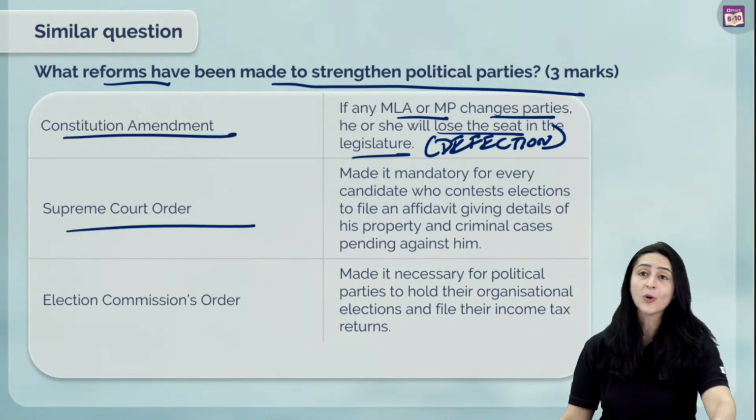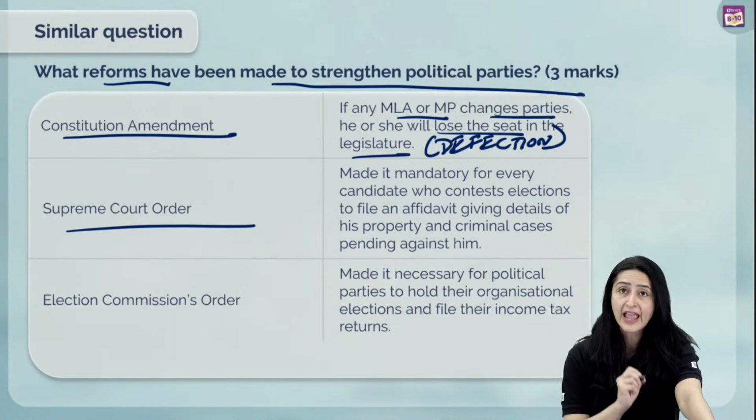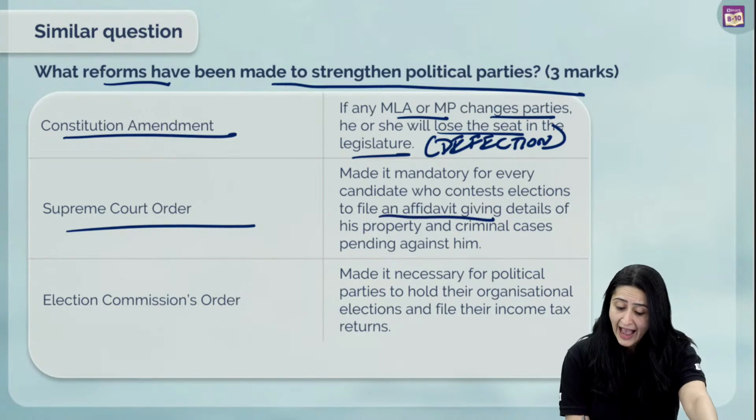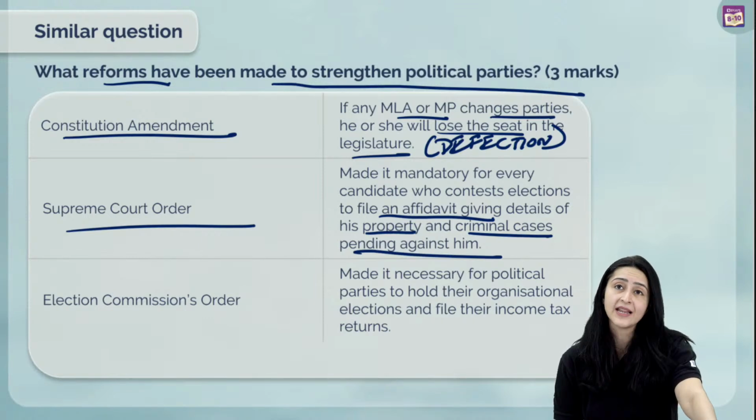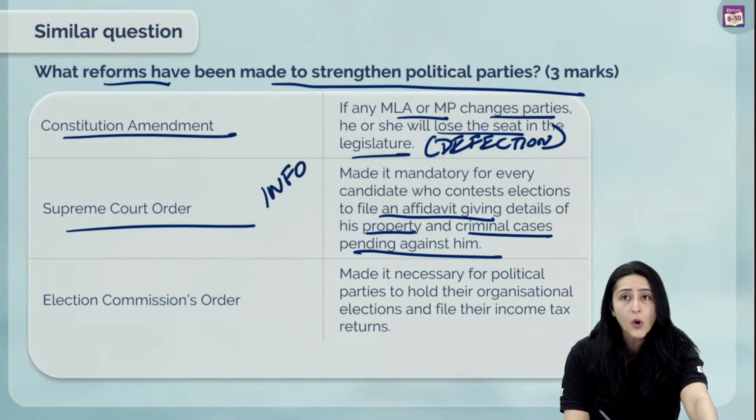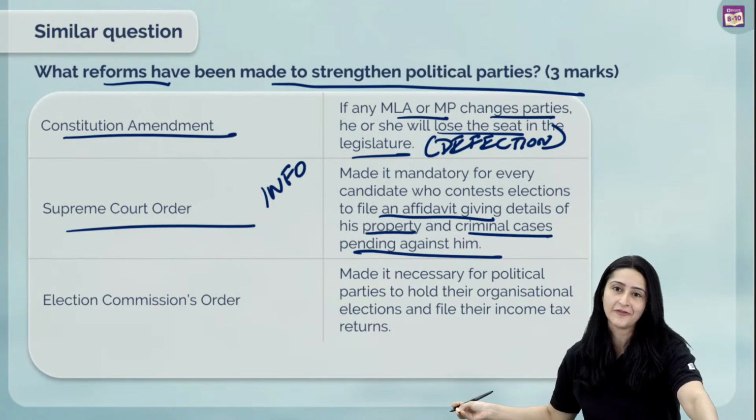Then we have a Supreme Court order which makes it compulsory or mandatory for every candidate who is contesting the elections to file an affidavit giving details of his property and criminal cases pending against him. So this is more information for the voters, right? Because they know exactly who to vote for based on this information.